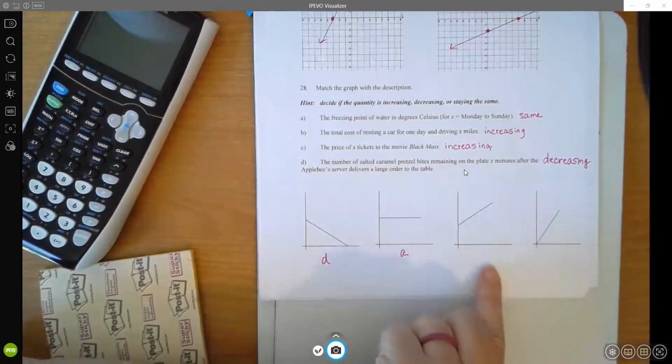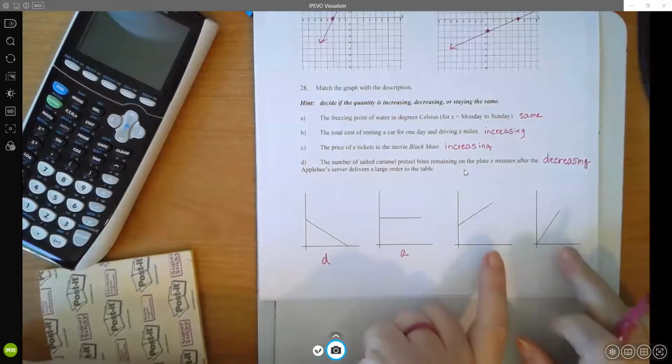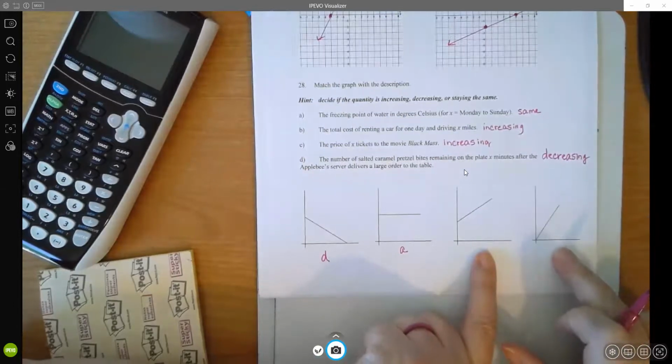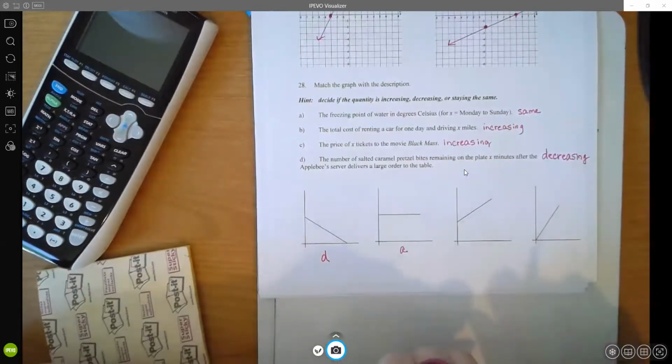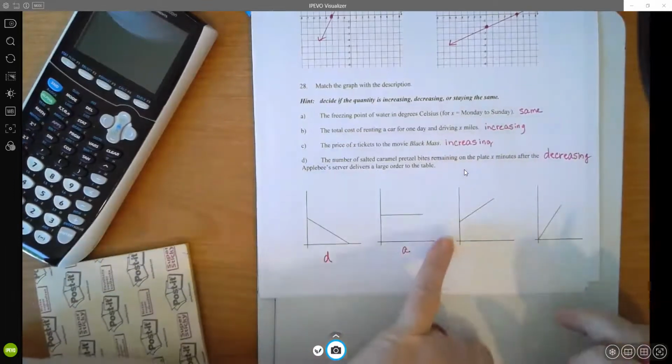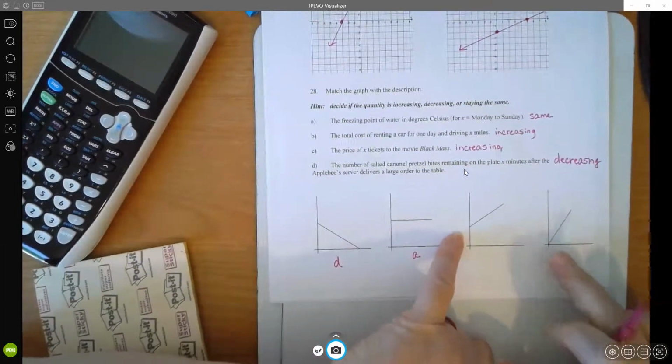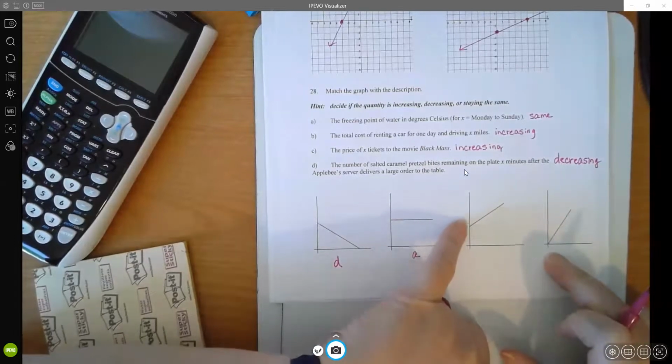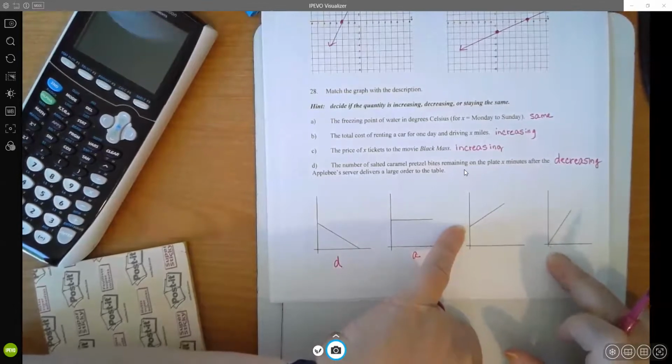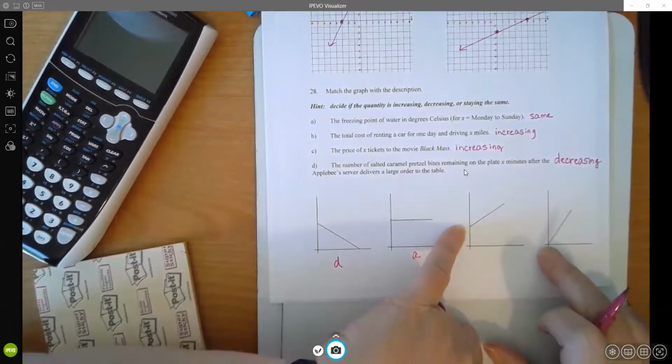So we would have B and C to decide between the 2 increasing. What was the difference here? One of these started at 0 and one of these started above 0. So which one of these would have a 0 starting point?